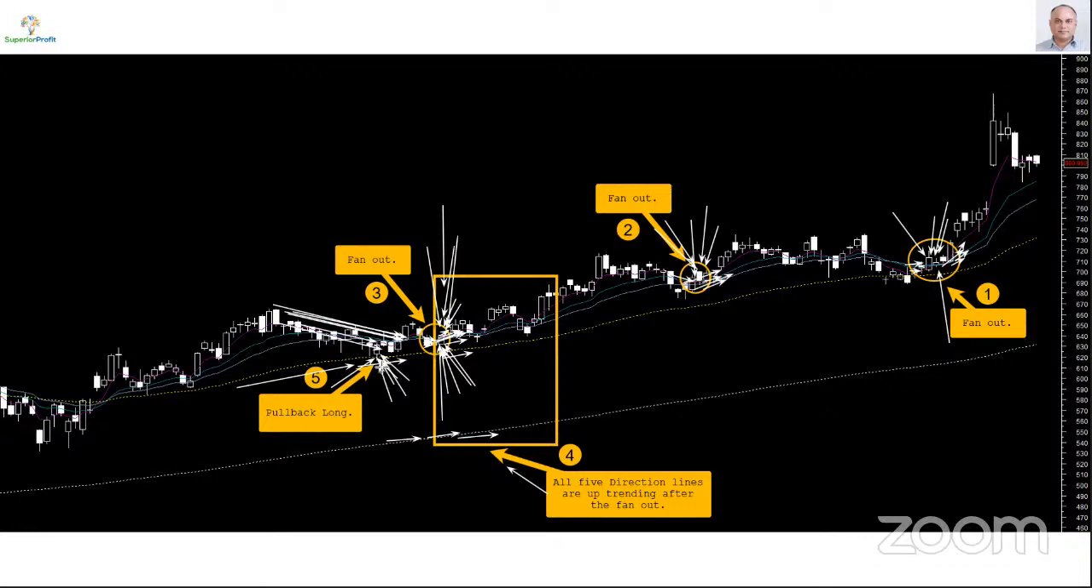Pullback is also uptrend, but relative to a longer term. For immediate term, it was coming down, pulling back. That's why it's called pullback. Pulling back and then starting to go up, whereas go with flow usually didn't pull back that much. That's the difference. And we can read the direction lines and see the fan out, see the first time all the lines are coming together, and take the trades accordingly.